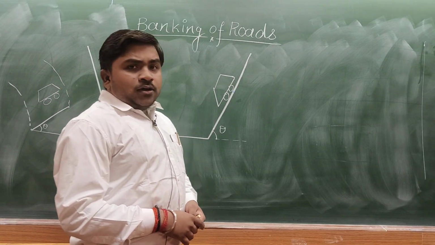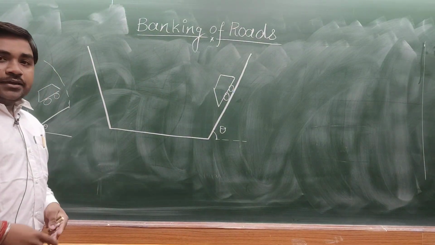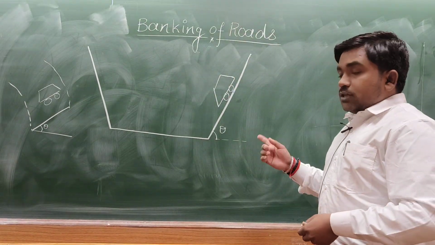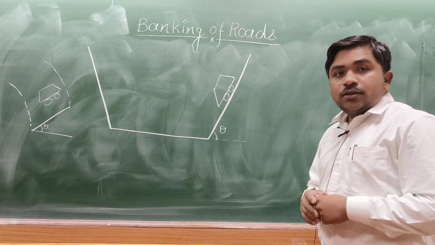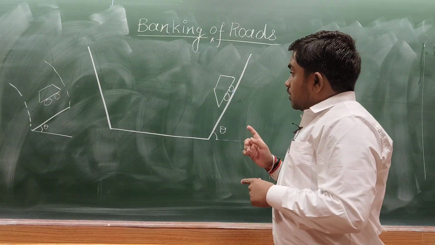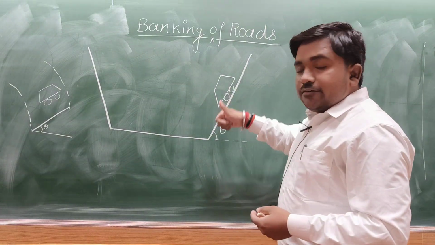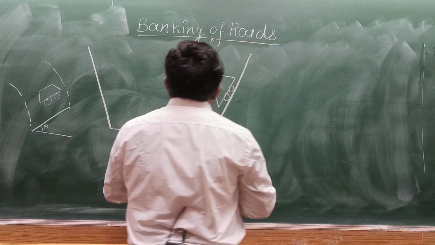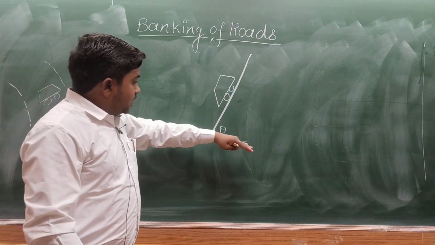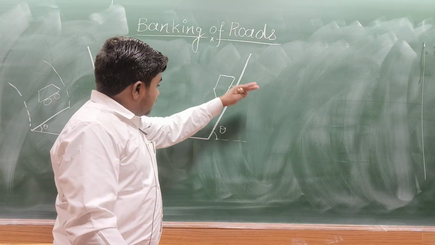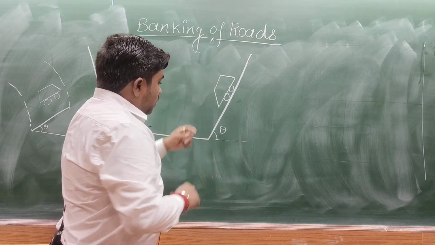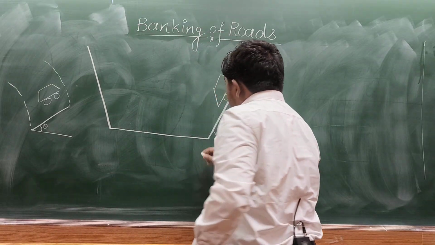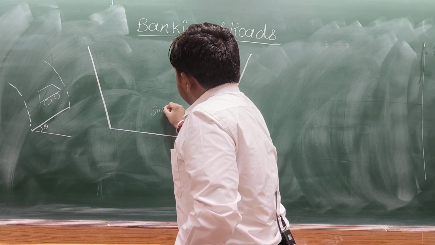Okay, so now let us discuss the concept of banking, from which I introduced the lecture. As in the previous situation, I have shown that when the road was smooth, we were not able to take the safe turn on that particular road. Now, what if I bank the road to an angle theta? The word banking means that we are making this road tilted to an angle theta from the horizontal. Now, let us see what is going to happen in this situation. Here again, this road is smooth.